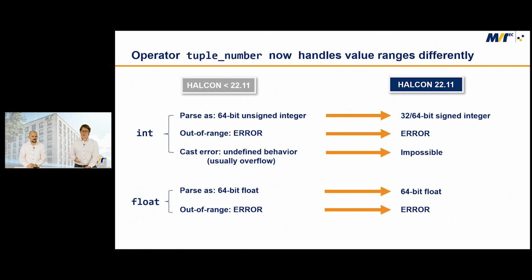Also, tuple_number has been changed accordingly. Now the passing of 64-bit unsigned integers will always result in signed integers. Out-of-range errors will be handled the same. Typecasting errors, however, will now be impossible. This is for float values. Behavior has not changed for tuple_number.